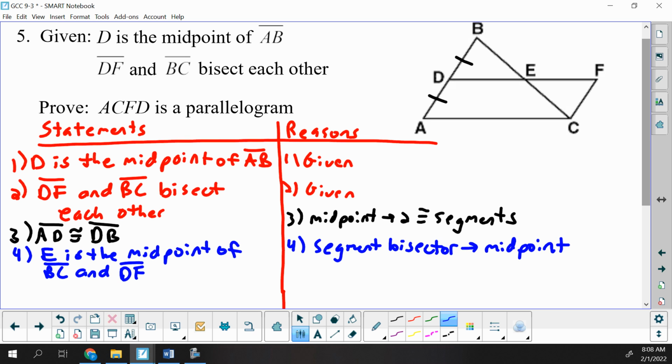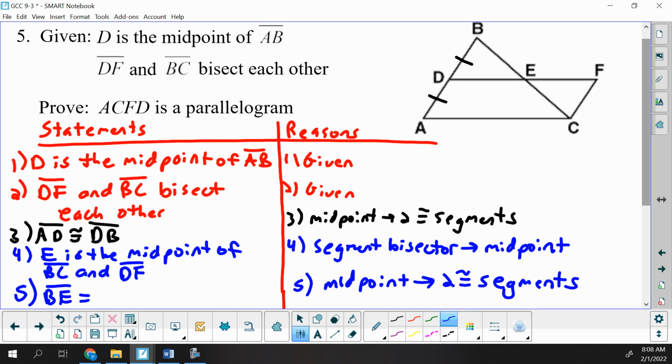And then if we just talked about midpoint, automatically next we're going to do midpoint implies two congruent segments. And we're going to get two pairs. If E is right in the middle of BC, that means that BE will be congruent to EC. And if E is right in the middle of DF, that means DE will be congruent to EF.